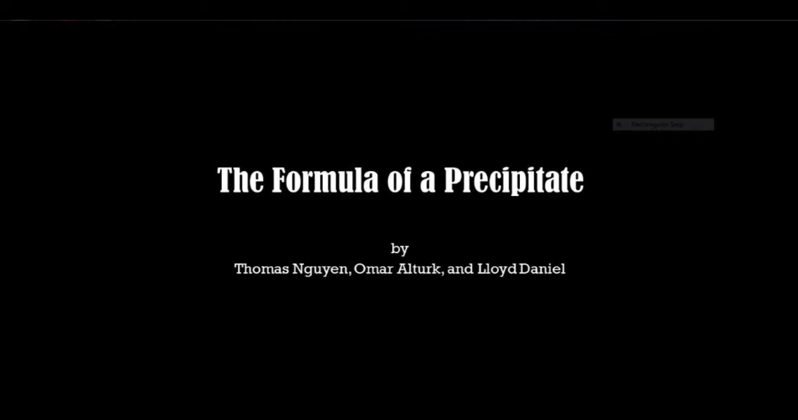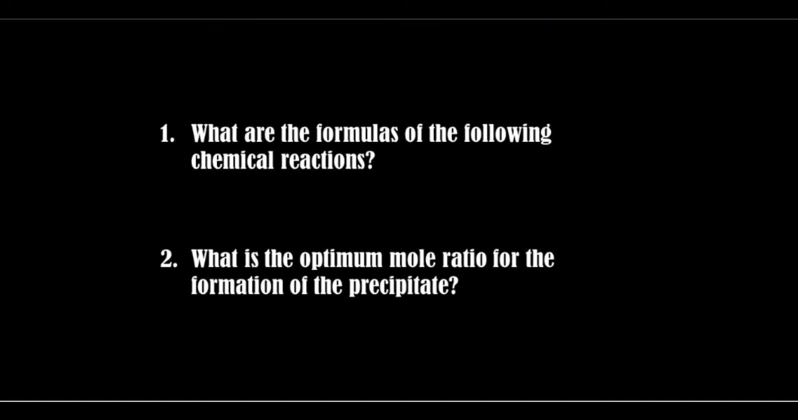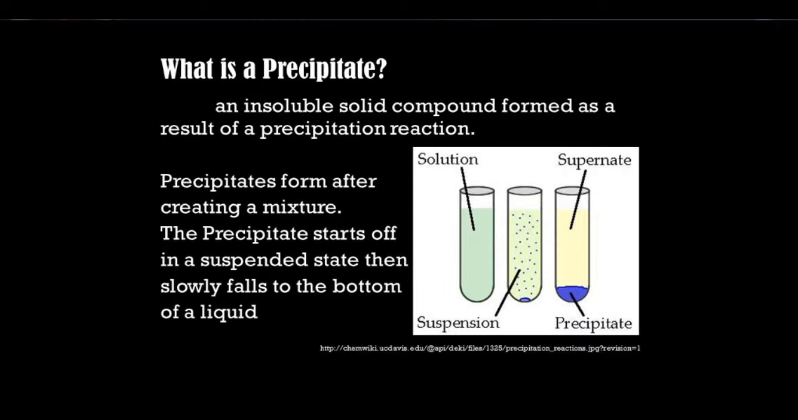Our project is the formula of a precipitate, which revolves around two main questions. What are the formulas of the following chemical reactions, and what is the optimum mole ratio for the formula of a precipitate? But first, what is a precipitate? A precipitate is an insoluble solid compound formed as a result of a precipitation reaction. In other words, it is when a solid forms inside a solution.